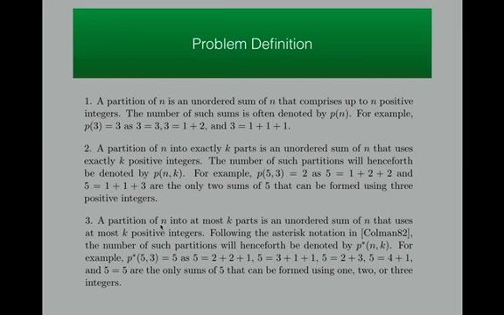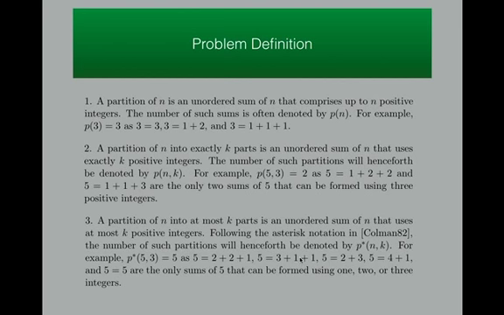Finally, a partition of n into at most k parts is an unordered sum of n that uses at most k positive integers. Following the asterisk notation in Kalman 82, we will denote this number by p asterisk n comma k, or p star n comma k. For example, p star 5,3 is equal to 5, as we can write 5 using at most 3 of the positive integers between 1 and 5, and these are listed here.